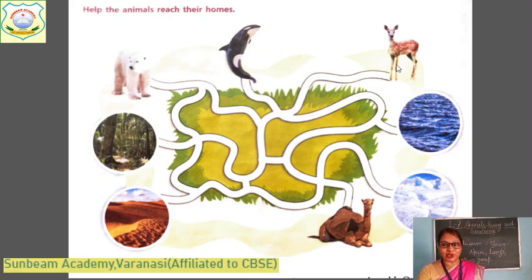It has strong legs. You can see, to move, to find food and shelter. With the help of this, it can move, and it has lungs to breathe. These are the adaptations which this deer has. And what is the habitat of the deer? Grassland. Mostly it lives in grassland.